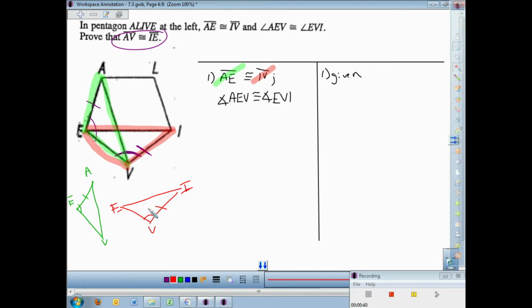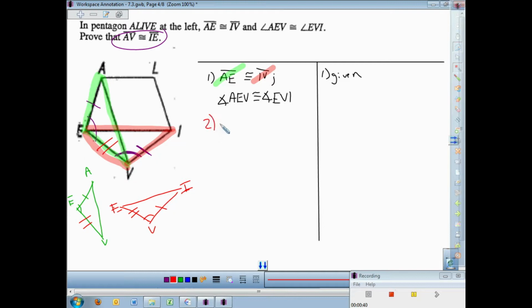Number one, is there a shared side between the two triangles? That means the whole segment has to be highlighted green and red at the same time. Check out segment EV. It is completely highlighted green, and it is also completely highlighted red. And if you look at the separated picture, isn't there a segment EV in both pictures? There's a segment EV right here, and there's a segment EV right here. So that is a shared side between those two triangles, so you can put double tick marks on it in all three pictures, in the original overlapping picture and also in the separated pictures.